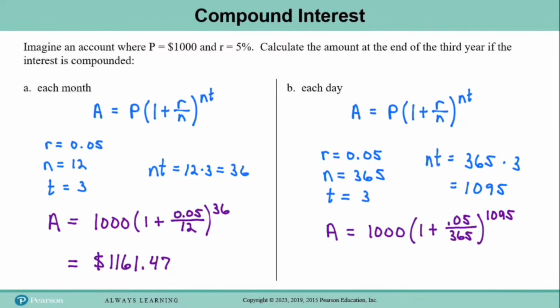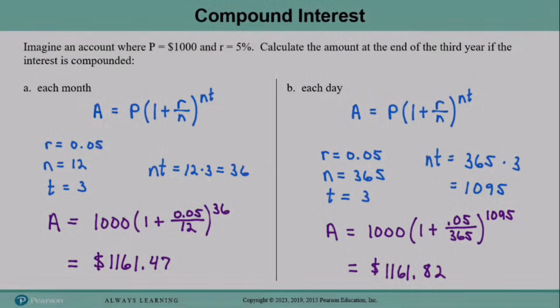And now when you enter that expression into your calculator, you get a final amount of $1,161.82. So really not a huge difference at all, just a matter of a few cents, because we're dealing with such a small amount of money and again such a small amount of time.